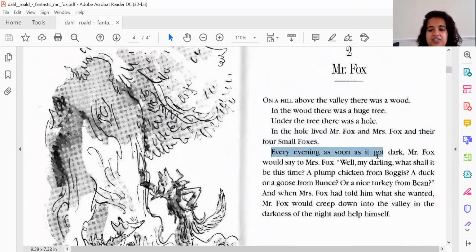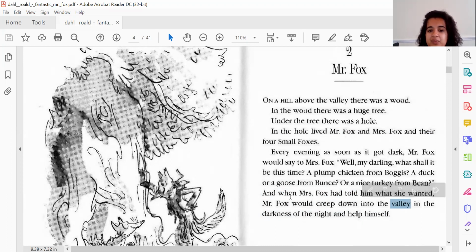Every evening, as soon as it got dark, Mr. Fox would say to Mrs. Fox, "Well, my darling, what shall it be this time? A plump chicken from Boggis, that means quite a fat, juicy chicken, a duck or a goose from Bunce, or a nice turkey from Bean?" And when Mrs. Fox had told him what she wanted, Mr. Fox would creep down into the valley in the darkness of the night and help himself. Remember valley, that was one of our key words from yesterday.